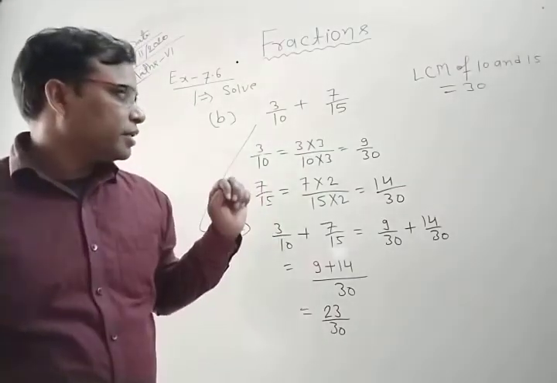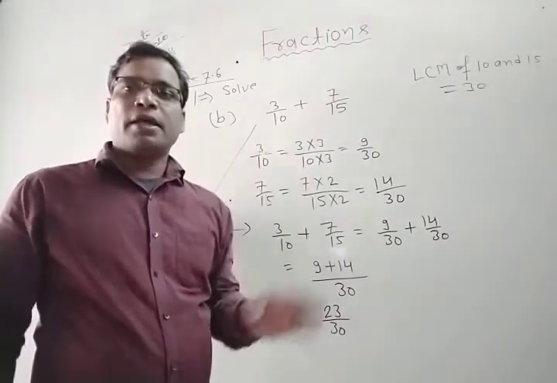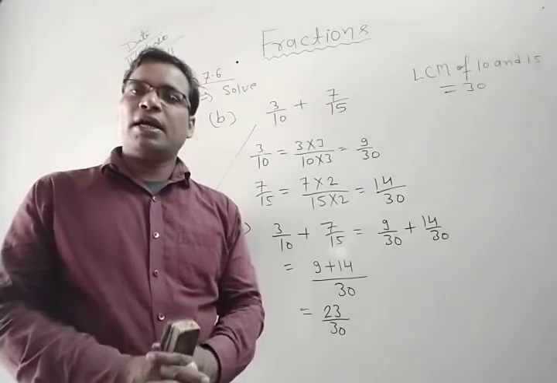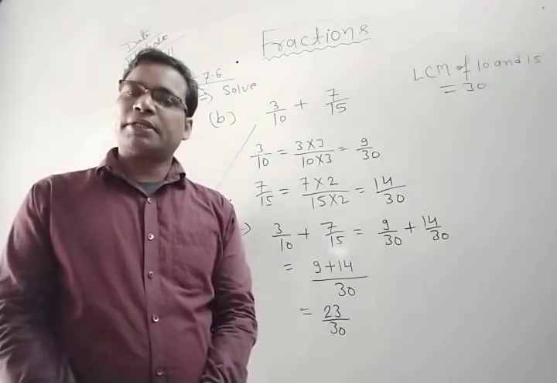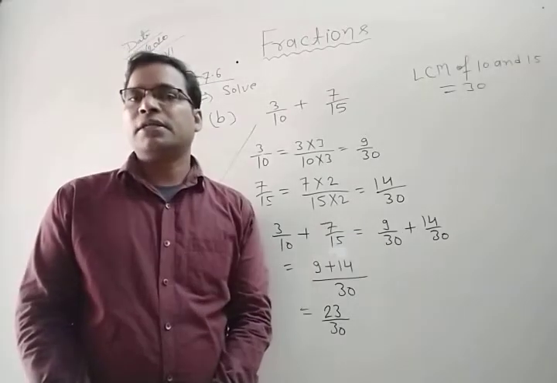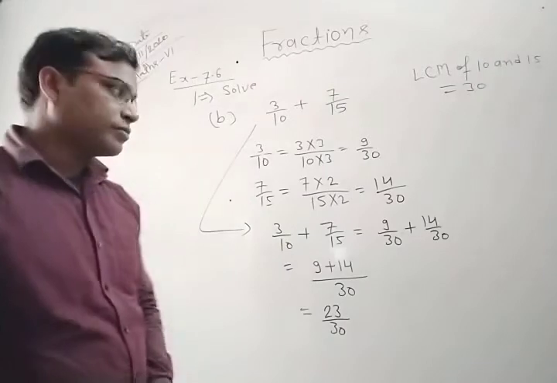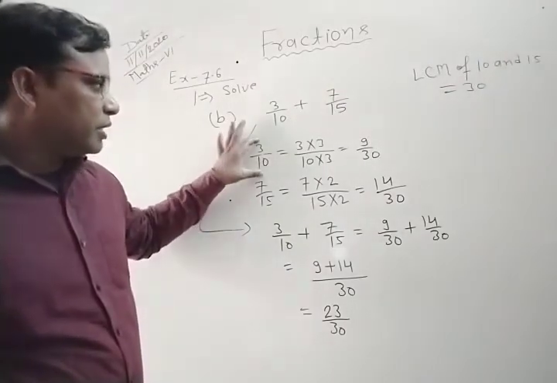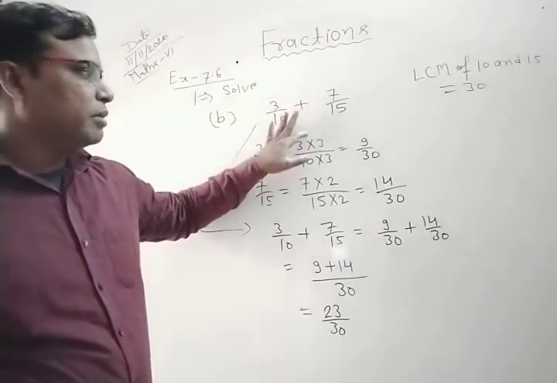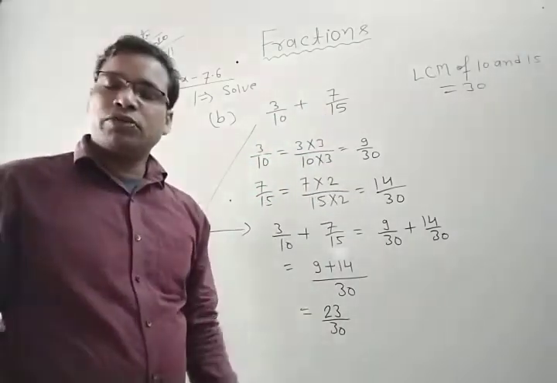So for this you multiply 3 in the numerator and denominator both. If you multiply the same quantity in the numerator and denominator of a fraction, then it remains the same. It means that the value of the fraction does not change. So here you multiply 3 in the numerator and denominator both, then the numerator becomes 3 times 3 is 9, and the denominator becomes 10 into 3, 30.